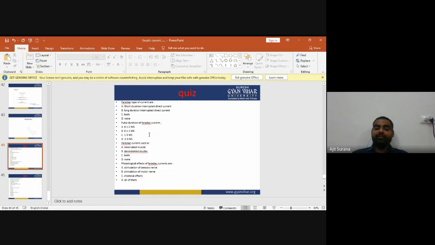Now next question: Faradic currents are used in innervated muscles, denervated muscles, both, or none. The answer is innervated muscles. They are mainly used in innervated muscles because they are short duration interrupted direct current. Innervated muscles means the axons are intact along with the other parts of the neurons.